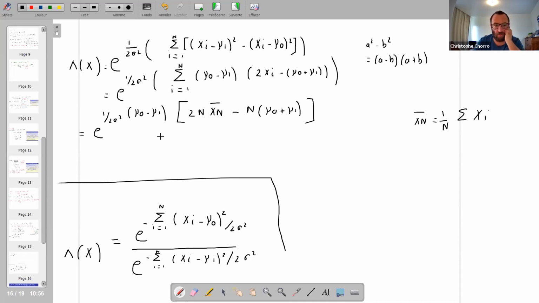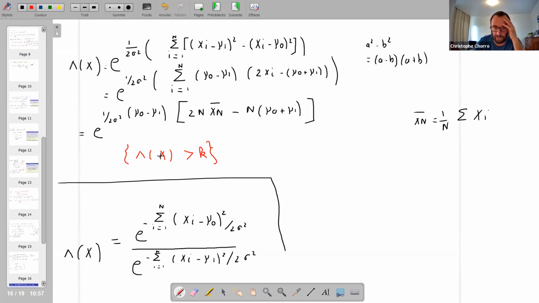In my situation with the Gaussian, we have seen together that I will build my test on the following: delta of x strictly greater than k. It's my set of interest. And what is this one?